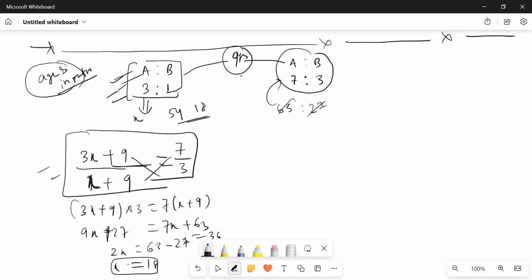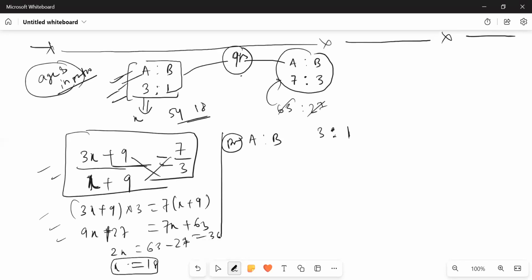But again, let me brag about the merging method again. You will not be doing it this way, because it takes time to solve and create an equation, and there will be a lot of places where you can make a mistake. So, like in the previous example, I have two ratios. A and B present is 3:1. I have two ratios. And after 9 years, A is to B is 7:3.